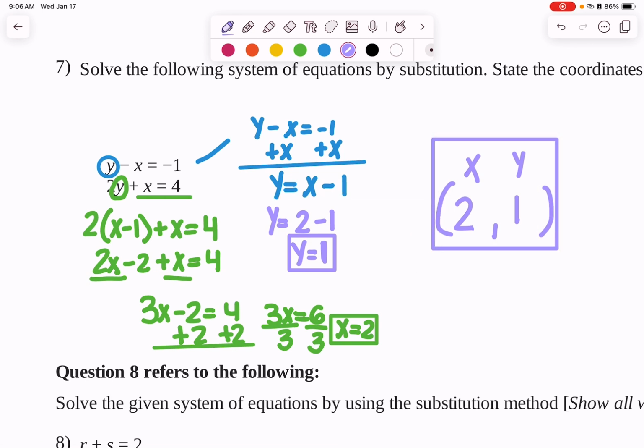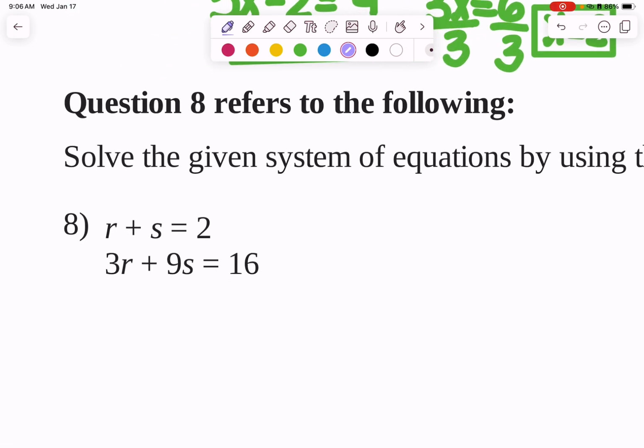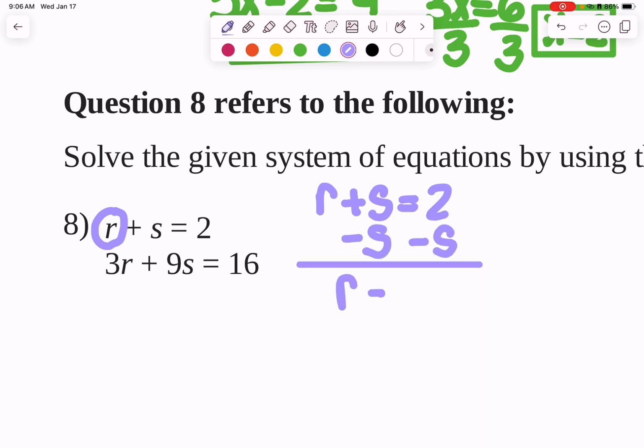Perfect. That is the substitution method. Let's try another one for substitution method. All right. We can make it either say r equals or s equals. It's easiest to go to one that doesn't have a number in front of it. This r doesn't have a number in front of it, so I'll go with that. But you could have also made this equation say s equals. Subtract the s. We will get r equals negative s plus 2.